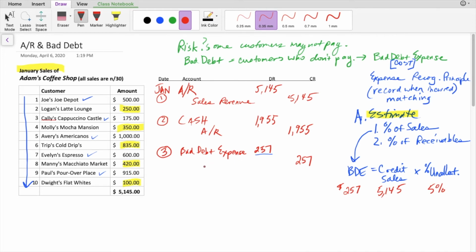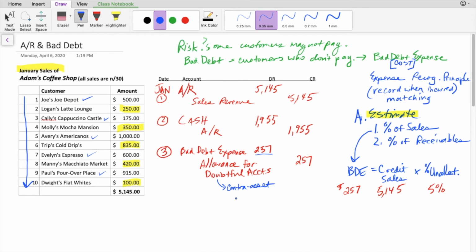I'm going to credit an account that we call allowance for doubtful accounts. Okay? Allowance for doubtful accounts. Now, allowance for doubtful accounts is an account type we've seen before. It is a contra asset. So later on in the videos, we will see how this plays out in terms of the balance sheet. But that's what I would record for January.